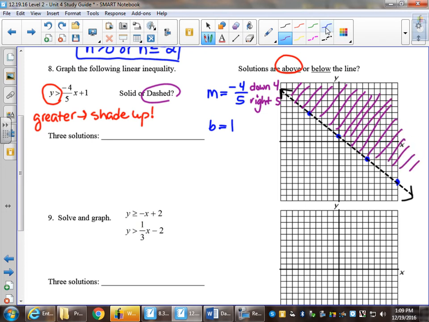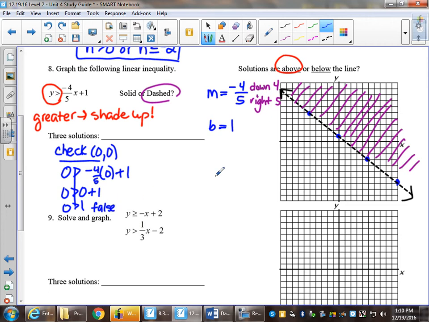If you really wanted to, you could also actually check 0, 0. That will still work out. So just in case there are those who are like, no, I still want to check 0, 0 just in case. That would be 0 is greater than negative 4/5 times 0 plus 1. Comes out to be 0 greater than 0 plus 1. 0 greater than 1. True or false? 0 is not bigger than 1. That's false. So here's 0, 0. If 0, 0 is false, any ordered pair on this side is also false. I go shade the other side.